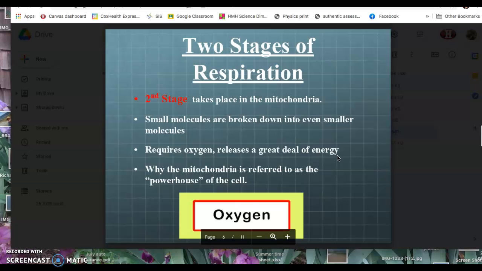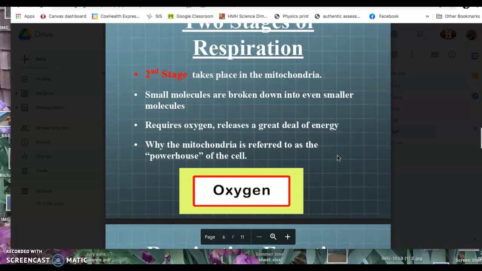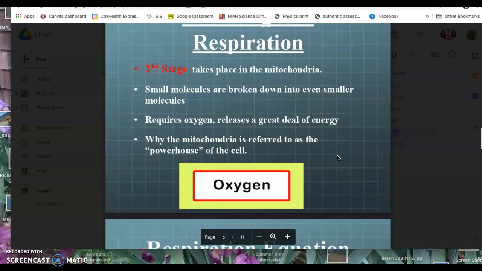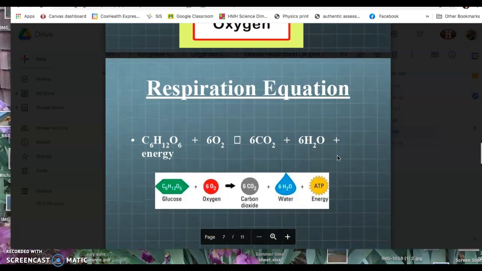Stage two of respiration takes place in the mitochondria. Small molecules are broken down into even smaller molecules. This does require oxygen. So the plants and the animals are going to need oxygen to do this, and it releases much more energy. This is obviously why the mitochondria is referred to as the powerhouse of the cell, or the provider of energy. So let's take a minute and look at the respiration equation.